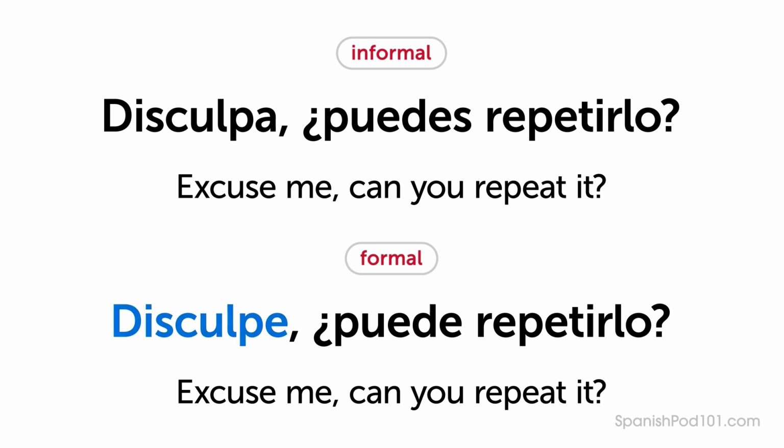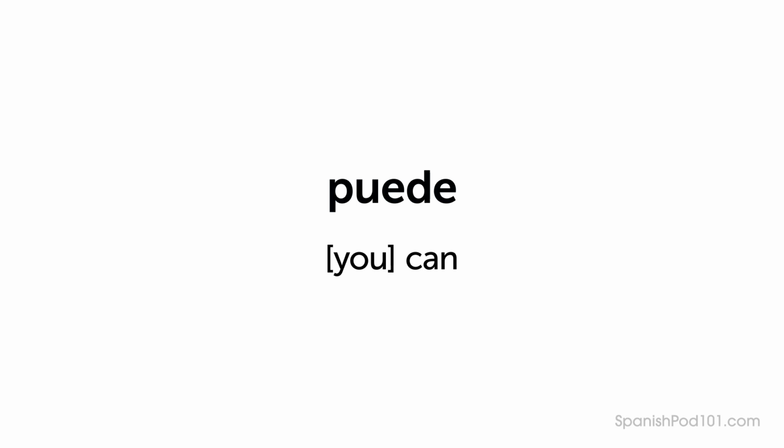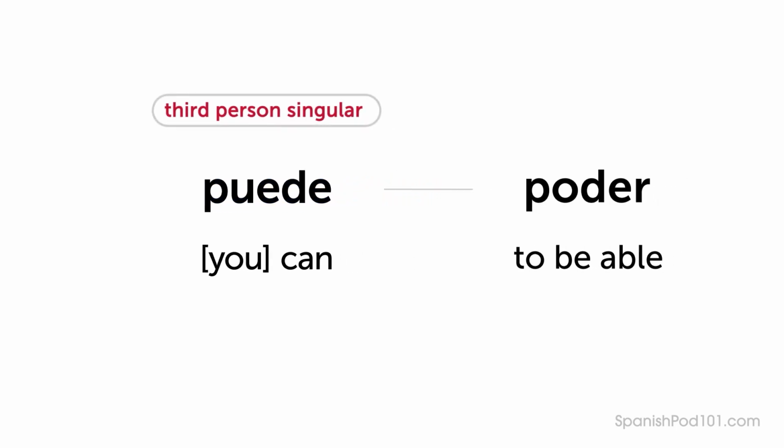First, Disculpe replaces disculpa. Disculpe, excuse me, formal form. Second, Puede replaces puedes. Puede, you can, using formal Spanish. Puede is the third person singular of the verb poder, to be able. The third person singular is used for formal situations when addressing a single person.